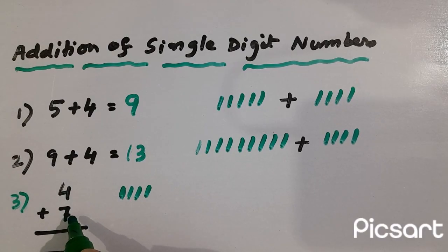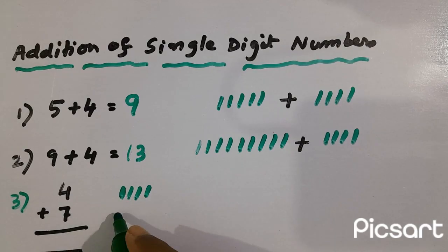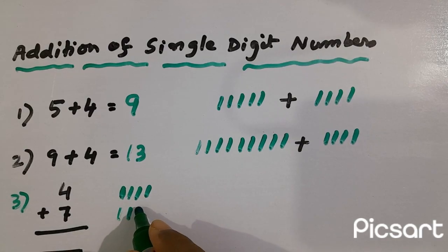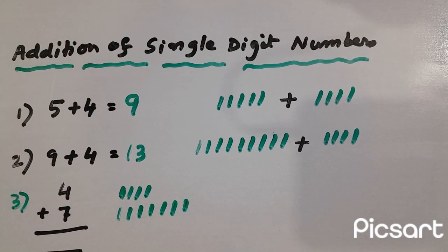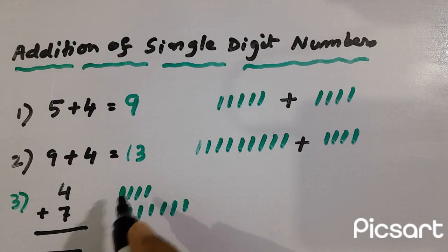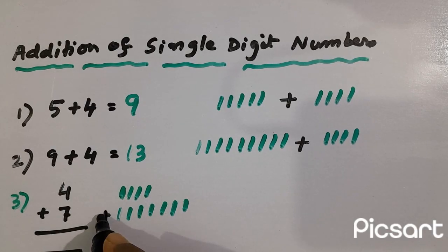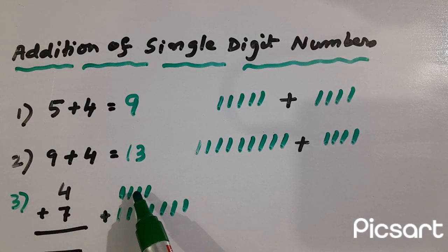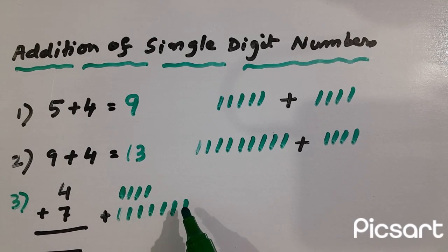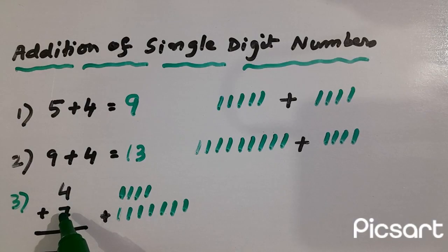Then second number is 7, so we'll draw 7 lines. 1, 2, 3, 4, 5, 6, 7. Now we have to add these lines together. So what we'll do, we'll add all the lines. 1, 2, 3, 4, 5, 6, 7, 8, 9, 10, 11. So 4 plus 7 is 11. So this is the answer.